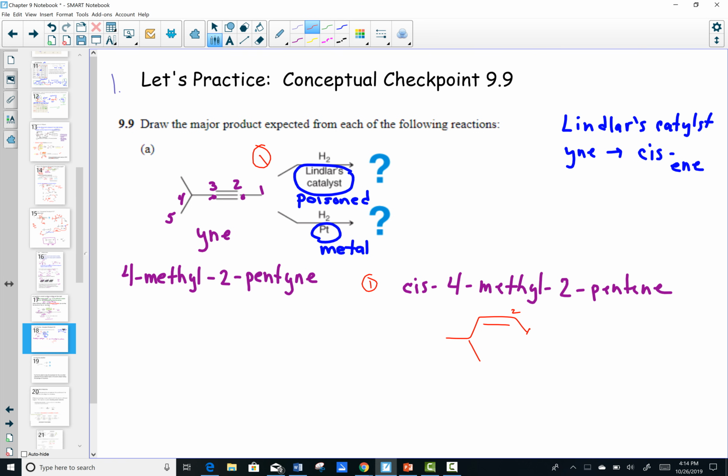1, 2, 3, 4, 5. In position number 2 to 3 is your double bond. It is a cis configuration because both of the substituents are coming down the same side of the pi bond. At carbon number 4, you have a methyl group. So this is our answer when we have Lindlar's catalyst.